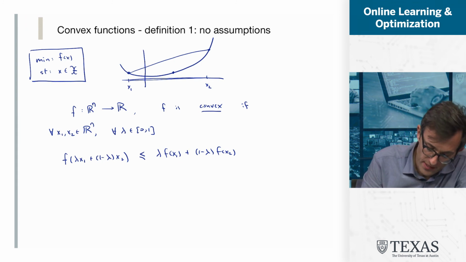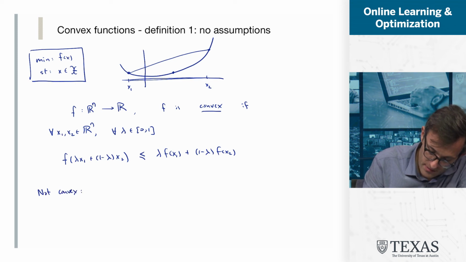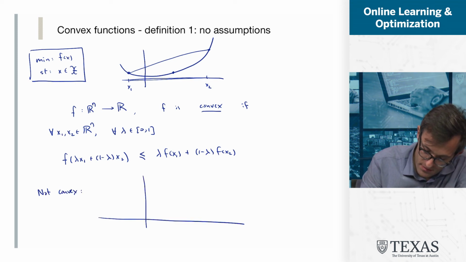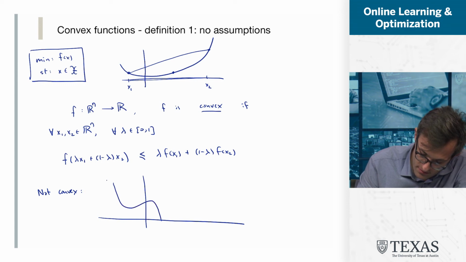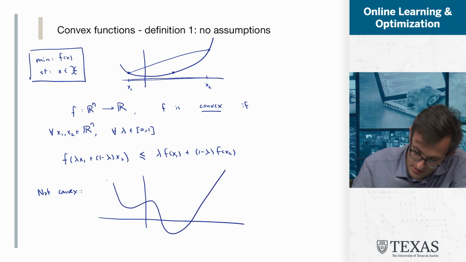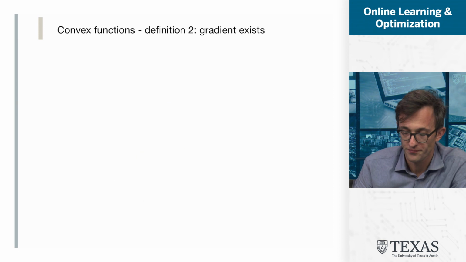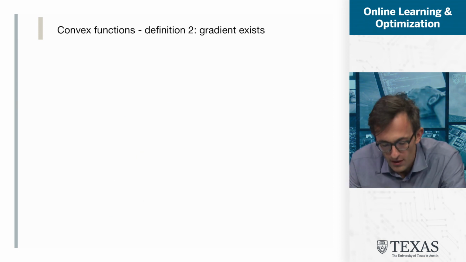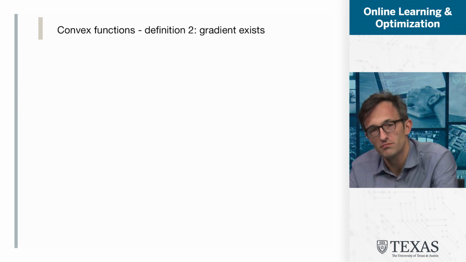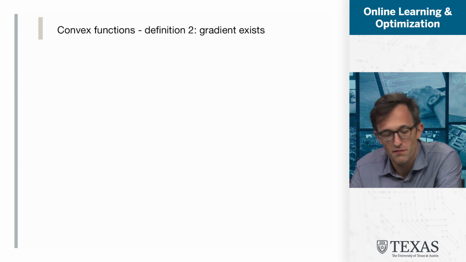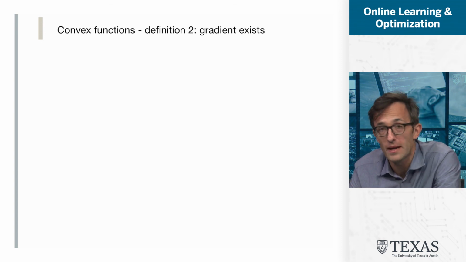What is not convex? An example of something that's not convex is this. I can find 2 points where the line segment between them is actually below the function. Note that in this previous example, I didn't assume that my function is smooth. I didn't assume that it has a derivative. Didn't assume anything like that.